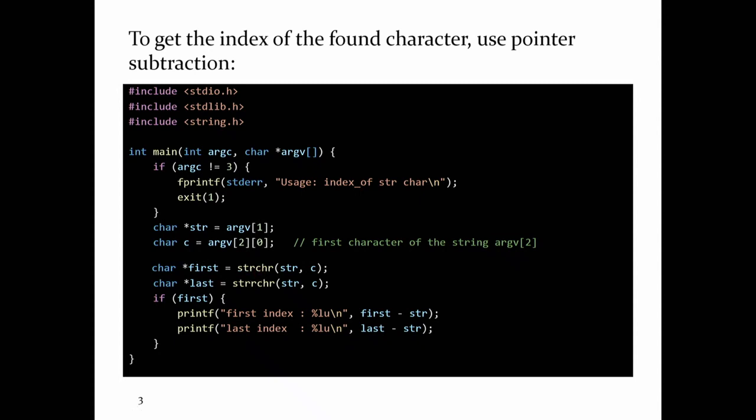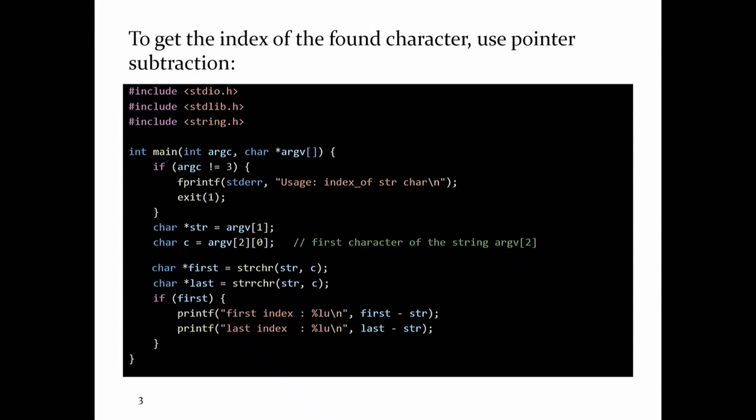So I'm going to use strchr to get the first occurrence of the character c in the string. I'm going to use strrchr to get the last occurrence of the character c in the string. If you want the index of either, you just take the pointer that's returned, so first, and subtract the pointer to the first character in the string. So remember how pointer subtraction works.